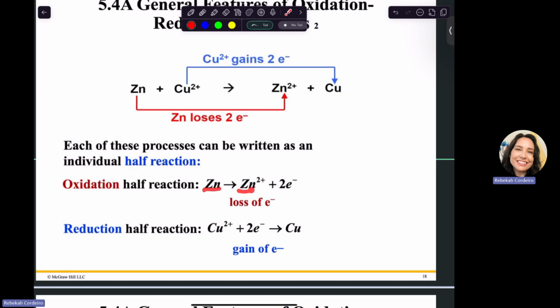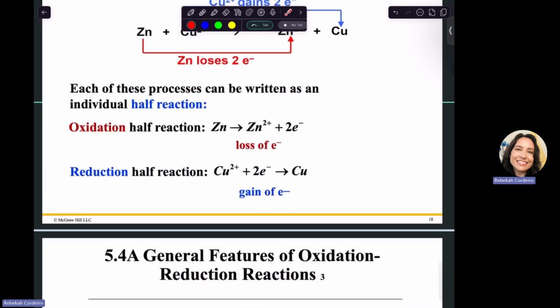So zinc is turning into zinc plus, and it's losing electrons as a product. So the electrons are going away as a product. Actually, these same two electrons are being grabbed by the copper ions and gained by them. So these two electrons are the same as these two electrons, but we have these little half reactions to really show us the electron being produced and lost in the oxidation, and the electron being used or gained in the reduction.